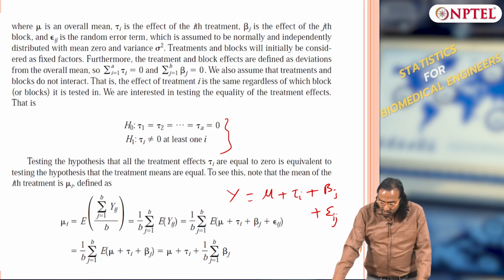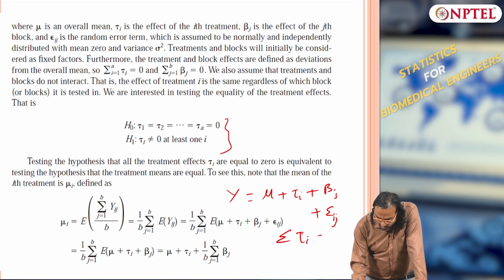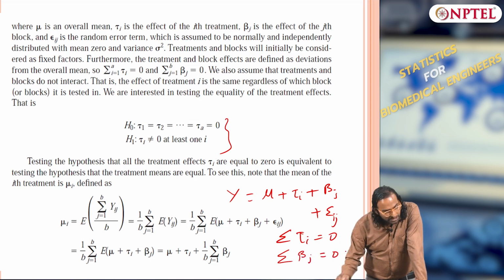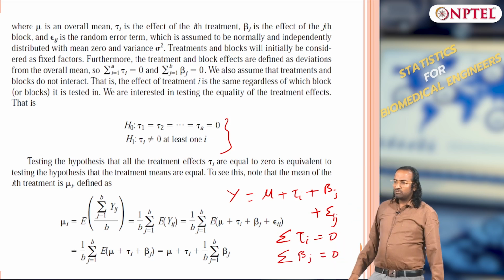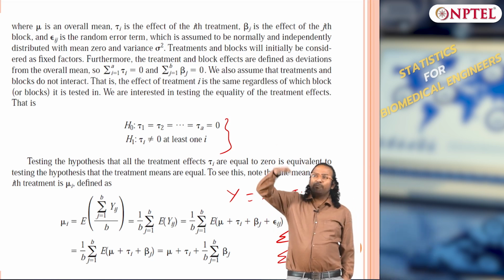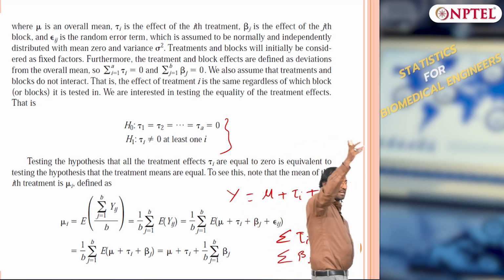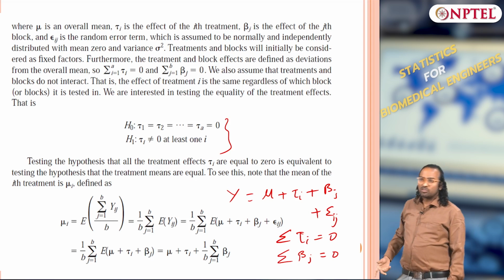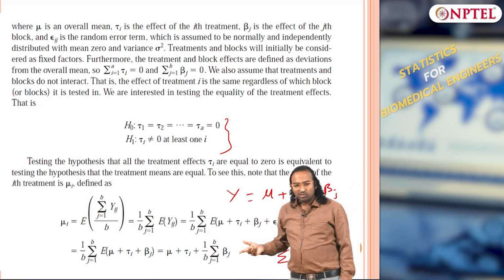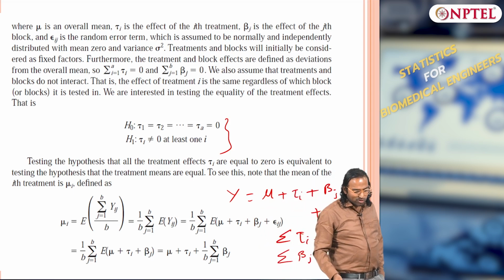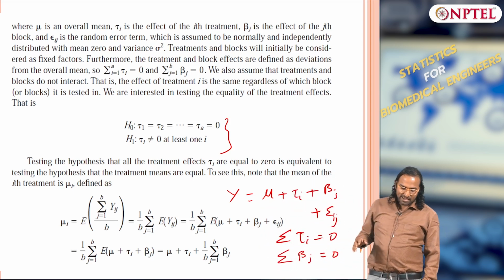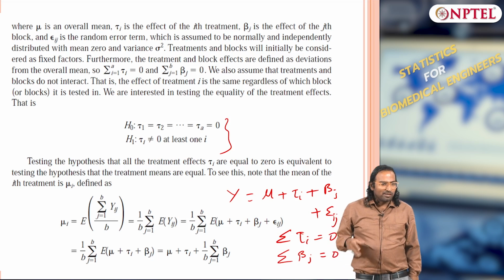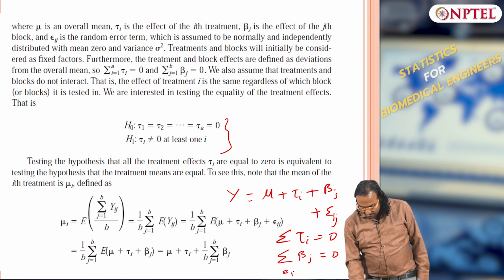The way I define the model, two constraints come into the picture: summation tau i should be equal to 0 and summation beta j should also be equal to 0, because the way I have defined the model itself is mean plus variations, and obviously mean is the center point. So the overall variations around it should be equal to 0, so that the mean comes out. And what we assume about noise is the same: epsilon ij is IID with 0 mean and sigma square variance, normal. So epsilon ij is normal 0 comma sigma square.